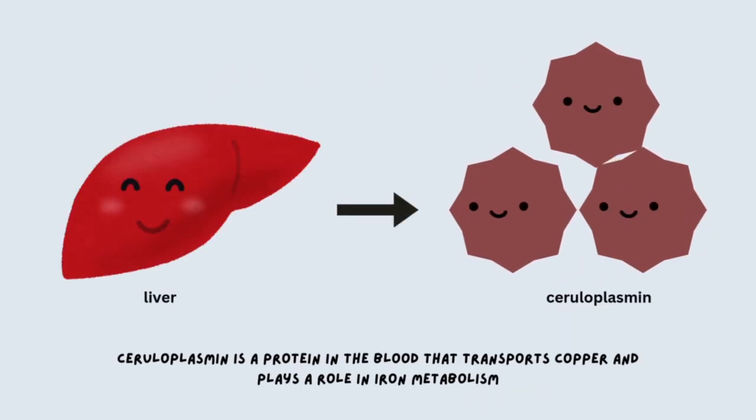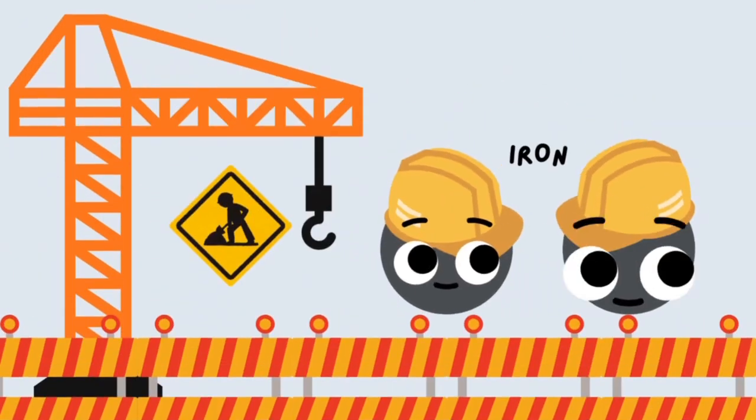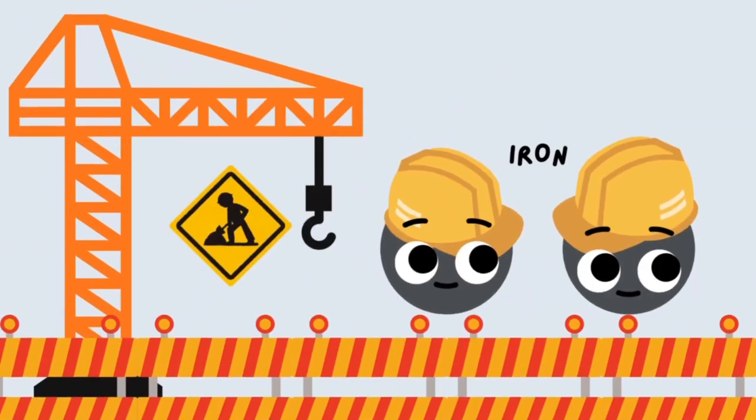What is ceruloplasmin? You may ask. Ceruloplasmin is a protein in the blood that transports copper and plays a role in iron metabolism. It is produced from our liver.